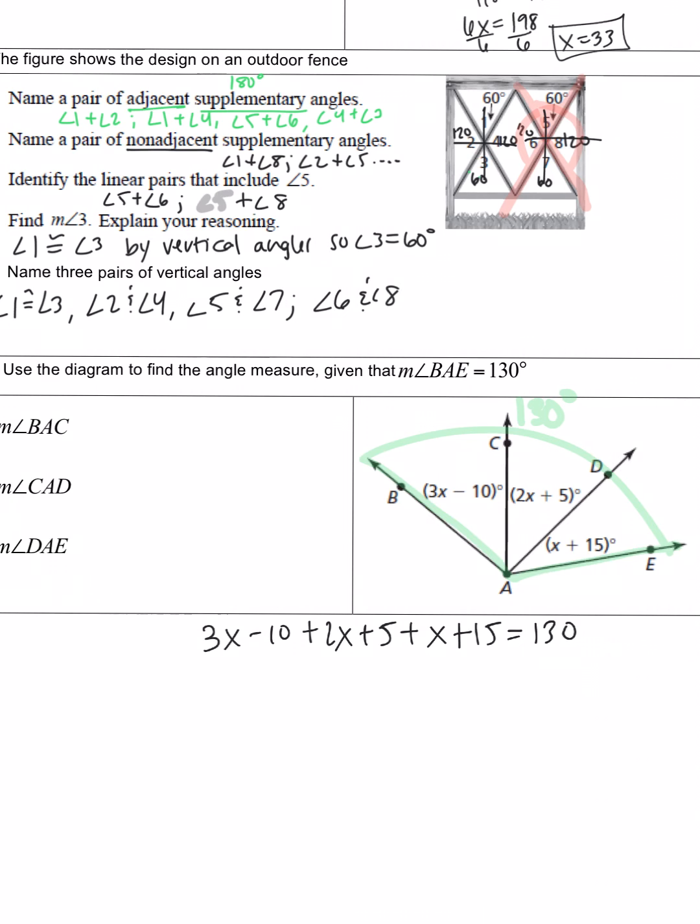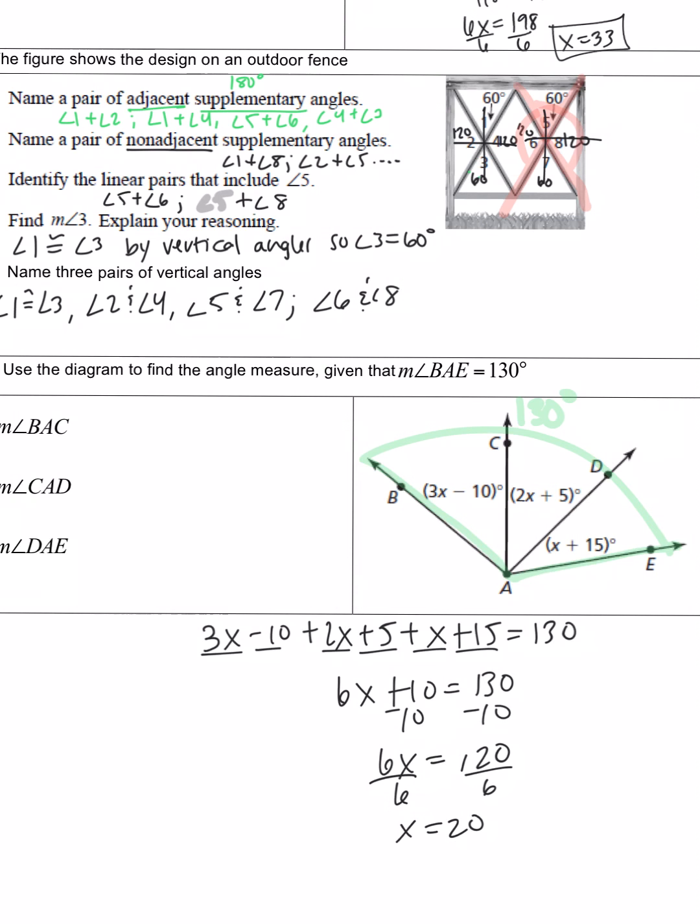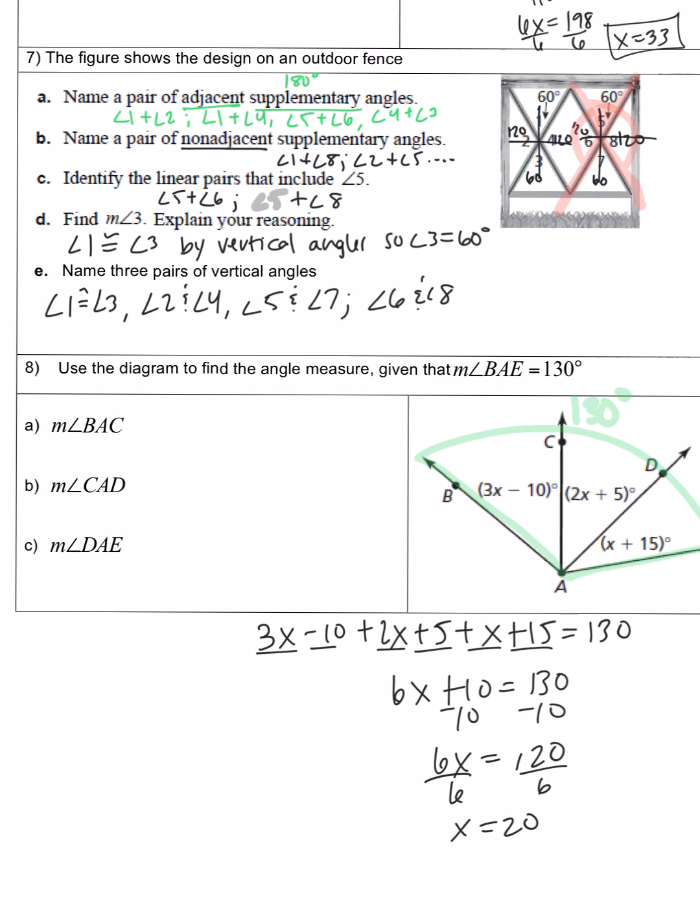Let's combine like terms. 3x, 2x is 5x plus x is 6x. Negative 10 plus 5 is negative 5 plus 15 is a positive 10 equals 130. Subtract 10 from each side. 6x equals 120. Divide by 6 and x is 20. All right, let's see what they're asking us for here. Find the measure of angle BAC.